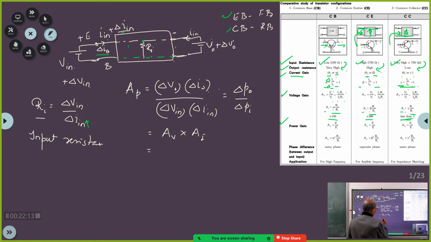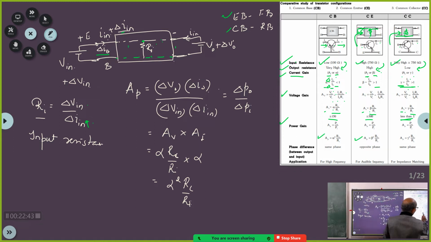So here you see AV. If you go for this configuration CV, what will be AV? AV will be alpha into RL divided by RL. And what is AI? AI is nothing but alpha. So you get here alpha square RL by RL. Anyways, that is written here, you will get it. And AP here will be beta square RL by RL, AP will be gamma square RL by RL. Clear?